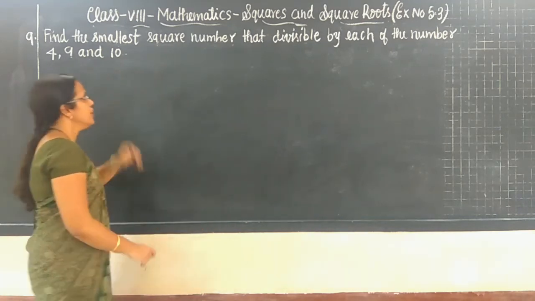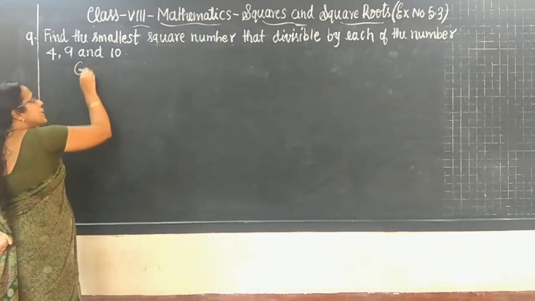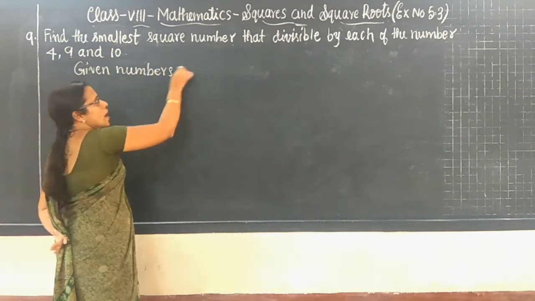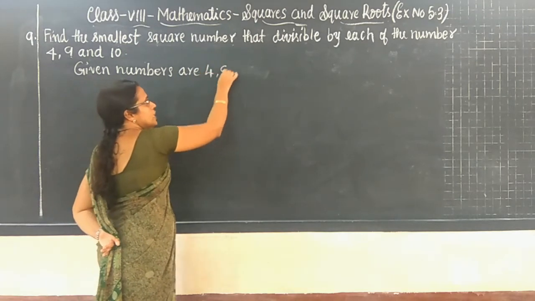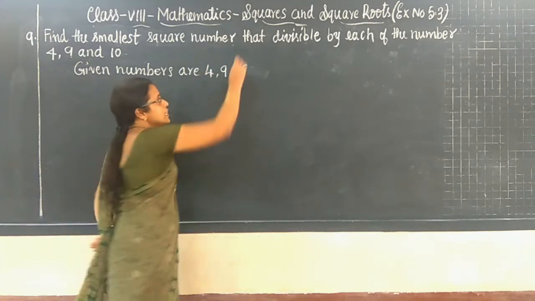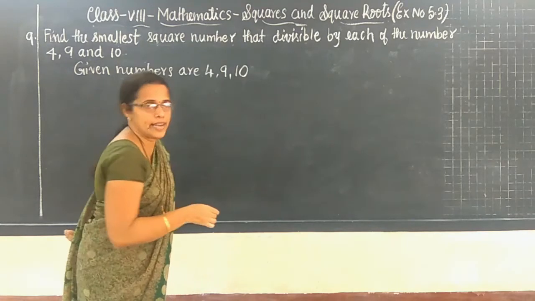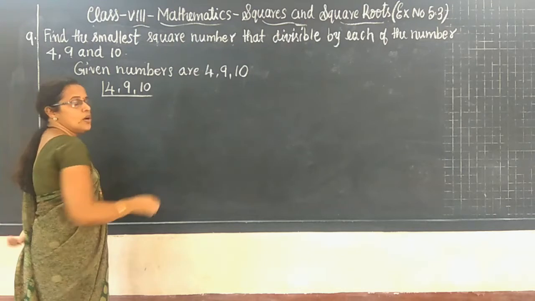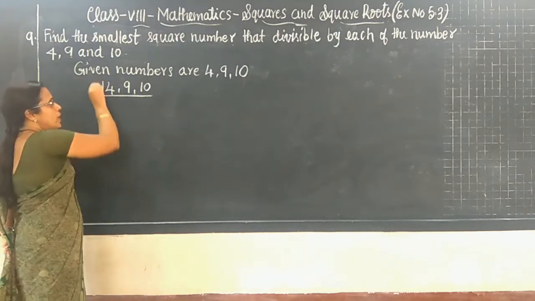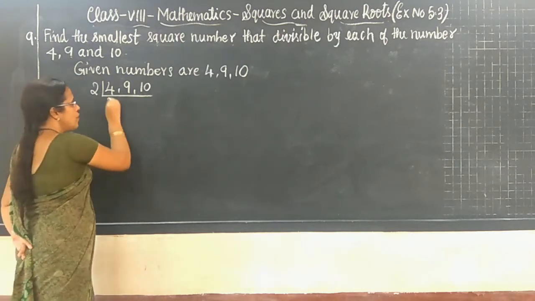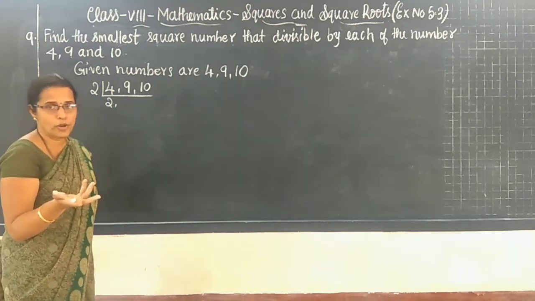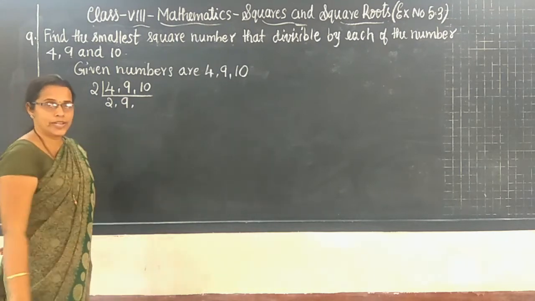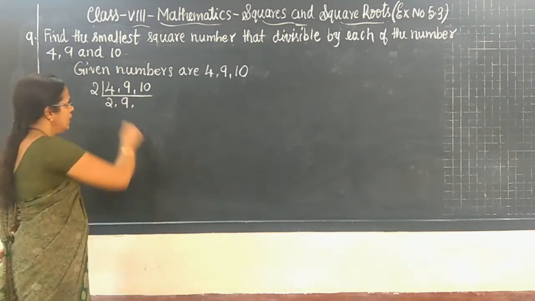To do that, first we will write what is given here. Given numbers are 4, 9 and 10. So take the LCM of that. Which table do you have to use? 2 table. 2 twos are 4. 2 how much are 9? Not possible, 9 is not coming, then write it as it is. By taking the LCM you can do it like this.